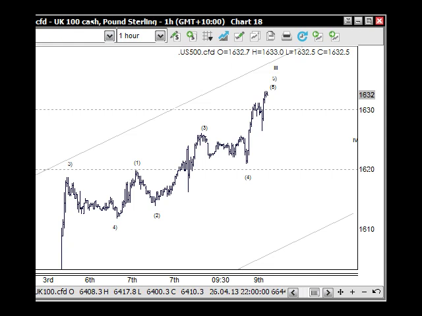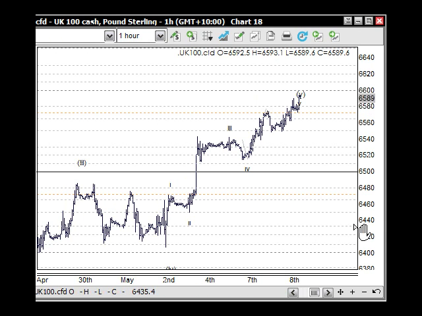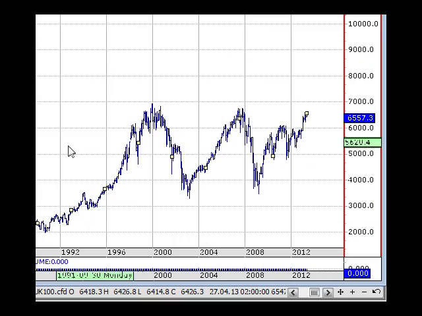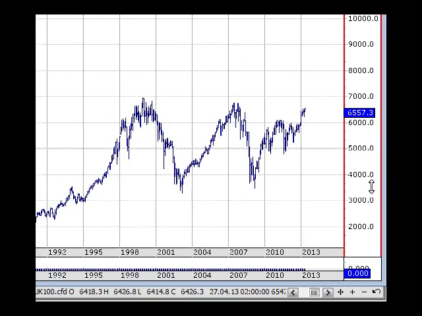That's the same in Europe as well. Still moving to the upside with the FTSE. And I just wanted to point out in the FTSE here too, if I can just go to the daily chart here. This is just the monthly chart here.